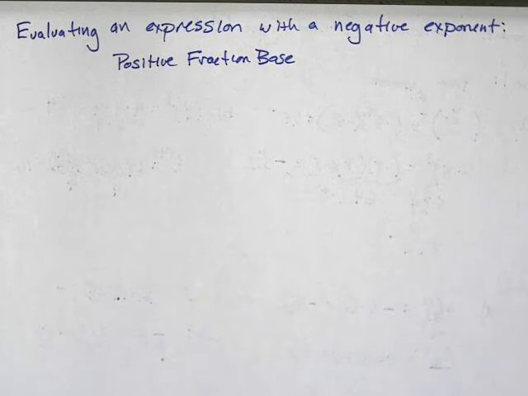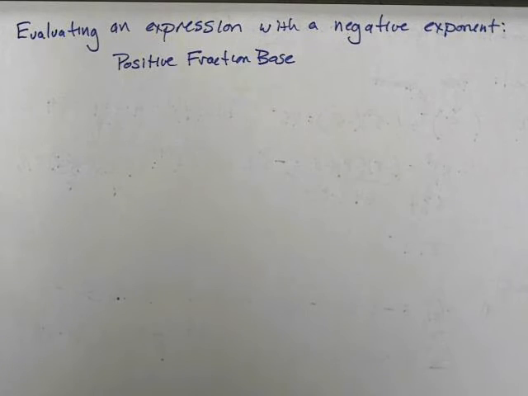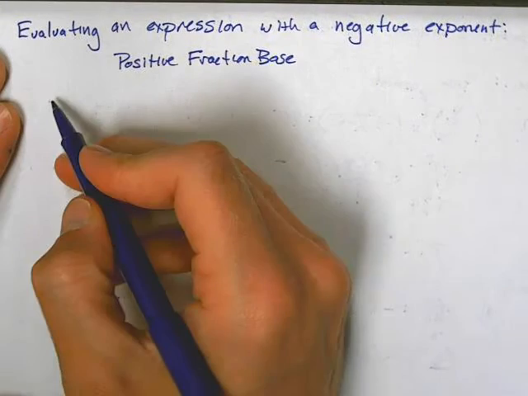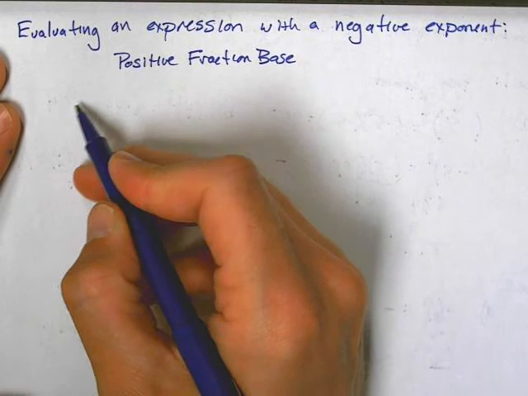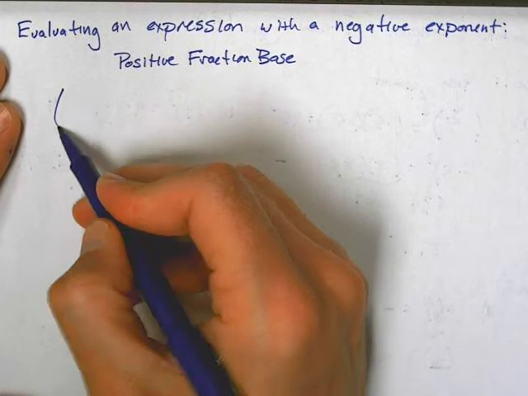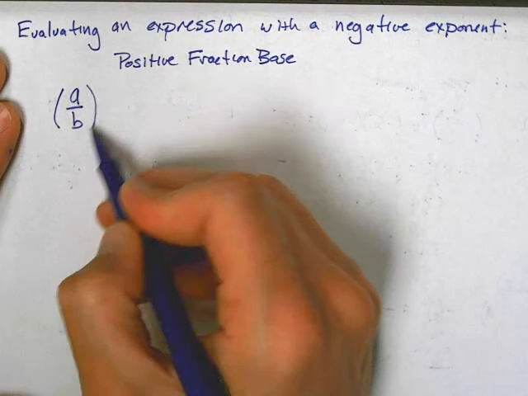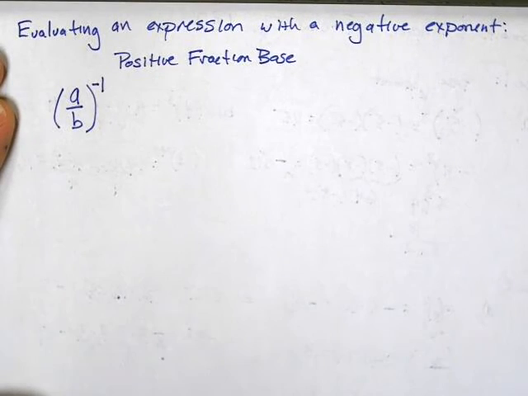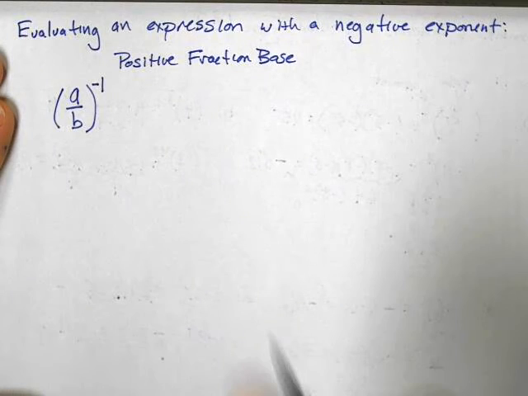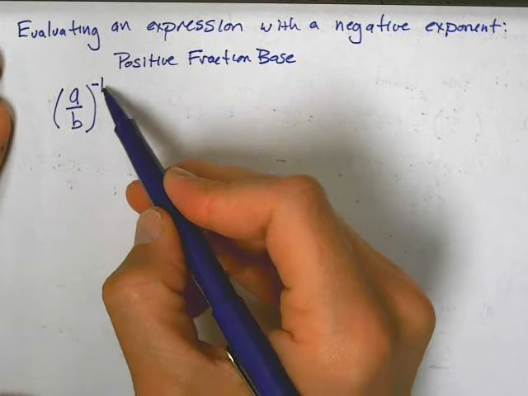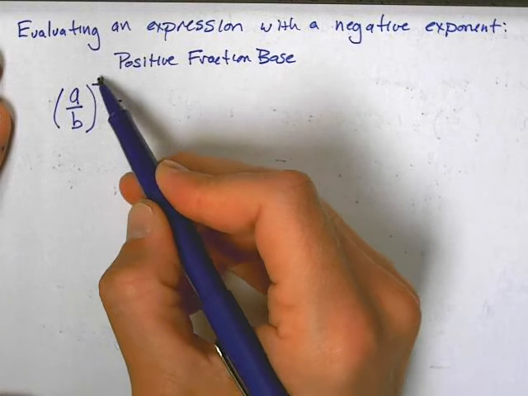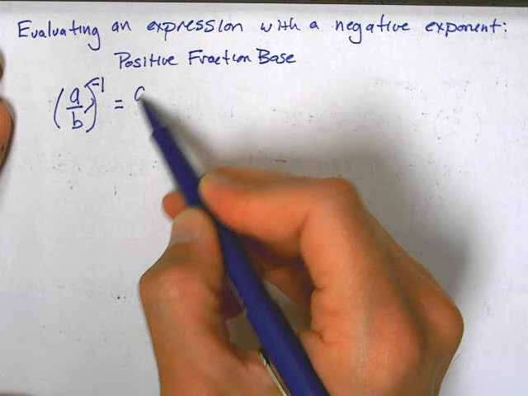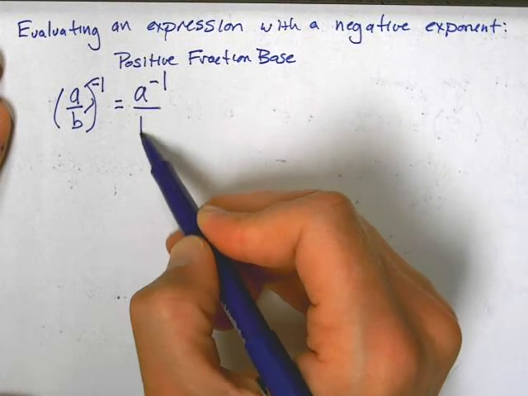All right, in this video, we're going to look at the topic of evaluating an expression with a negative exponent, positive fraction base. Before we get into it, there's something really important to note. Let's say you have any fraction, just a fraction a over b, raised to the -1 power. I'm going to show you a cool trick. Anytime you have a fraction to a power, what you are allowed to do is raise both the numerator and denominator to that power. So you can have a to the -1 and then b to the -1.